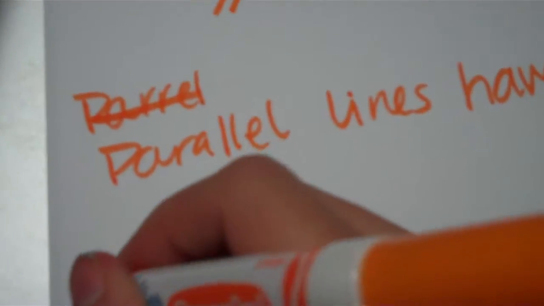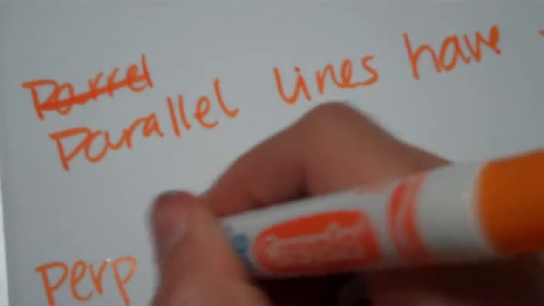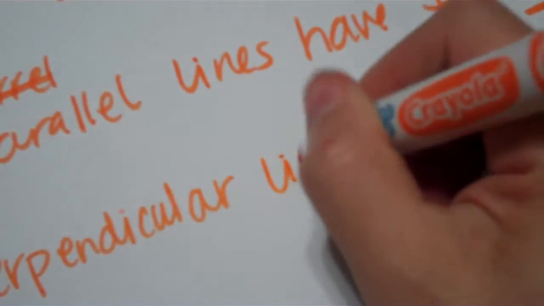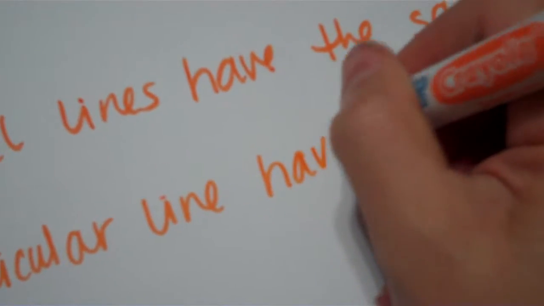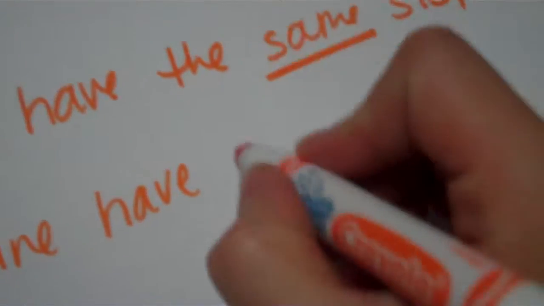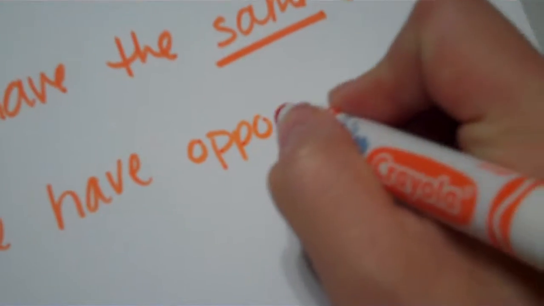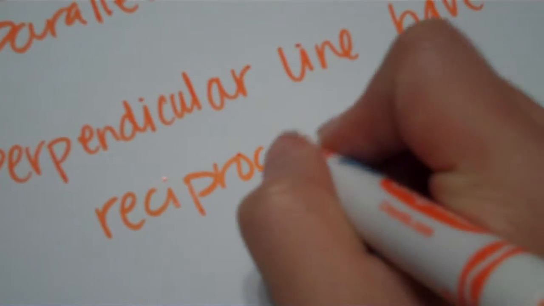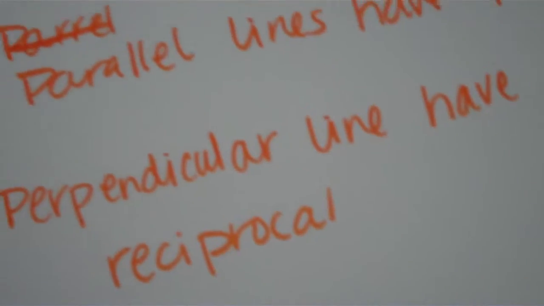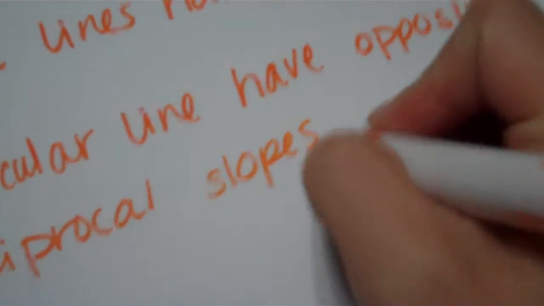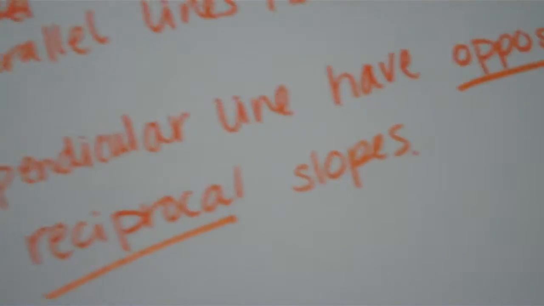Okay? Perpendicular, this is where it gets a little weird, but we're going to work through it today. Perpendicular lines have, and then you're going to have to just spell this out because it's probably a word you're not used to, opposite reciprocal slopes. Make sure you spell reciprocal correctly. R-E-C-I-P-R-O-C-A-L. Opposite reciprocal slopes. Now, you're probably saying, I have no idea what that is. And that's fine. I'm going to show you that today.